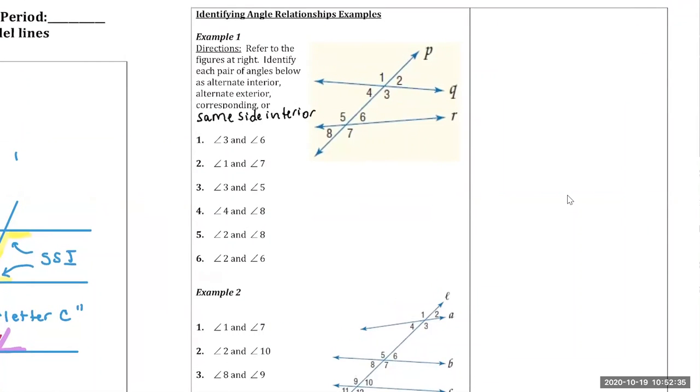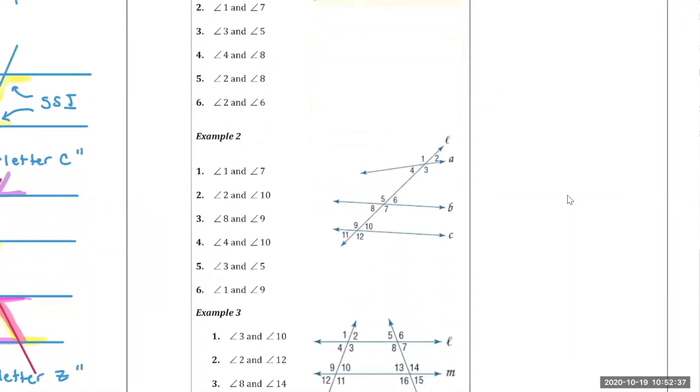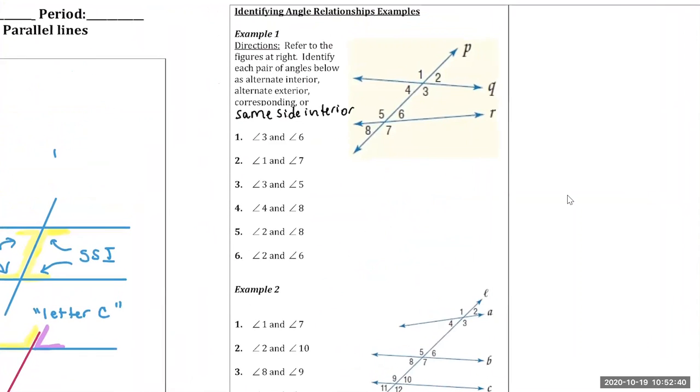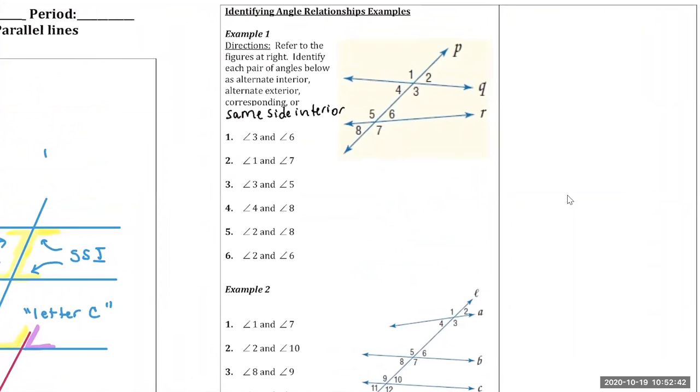Oh, actually, not this one. It was the other one that had more options to it. So on the first example, if you guys can look, it says refer to the figure on the right, identify each pair of angles below as alternate interior angles, so AIA, or AE, alternate exterior angles, corresponding angles is CA, and same side interior angle is SSI. Okay, so you just have to respond with what they are.